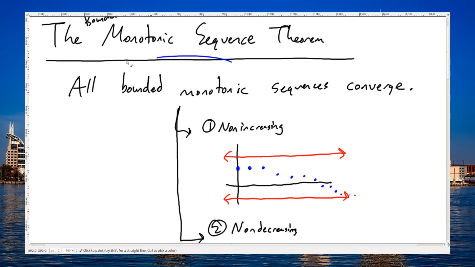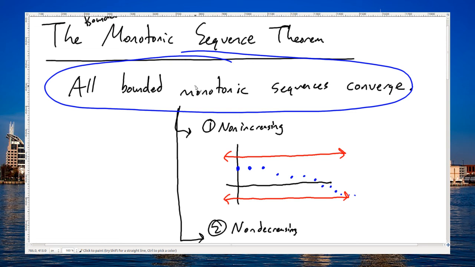And so we will use this fact when we start introducing series, which we'll think of as a sort of sequence actually. And series involving positive terms are going to be monotonic. And that will help us show that they will converge. If they're also bounded, then we'll be able to say that they do converge.